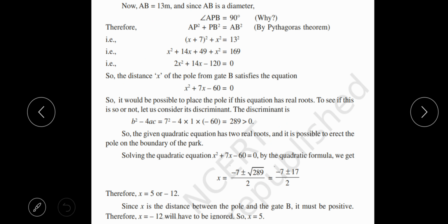By using Pythagoras, AP square plus PB square is equal to AB square. Now put all these values: AP is x plus 7 and PB is x. So (x plus 7) whole square plus x square is equal to 13 square. Now by solving, you will get one quadratic equation.